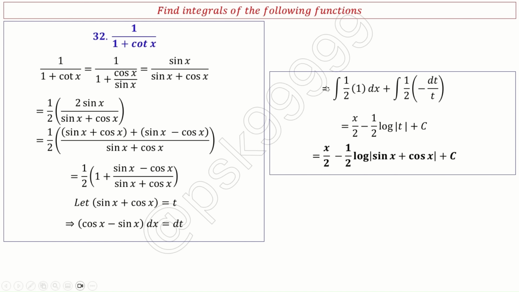So if I substitute now, this is integration of half dx plus half into minus dt by t. This is nothing but x by 2 minus log absolute t by 2 plus constant. t is nothing but sin x plus cos x. I substitute it here. Hope you understand how we have done this. It involves trigonometric simplification plus integration. Most of the JEE problems you will get something like this. They will not give a problem from only one area of maths. They'll mix the things and give. So such problems you will definitely get.